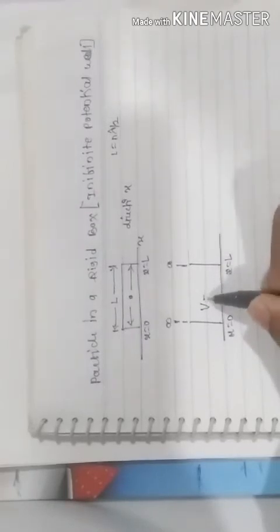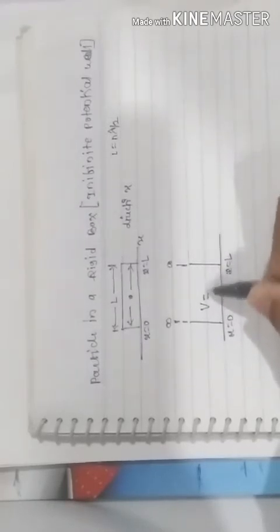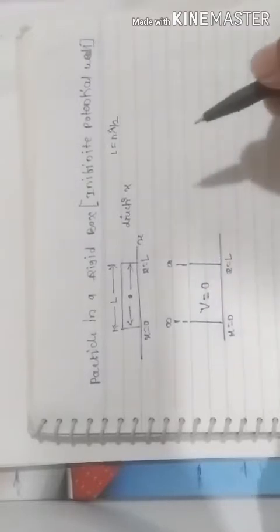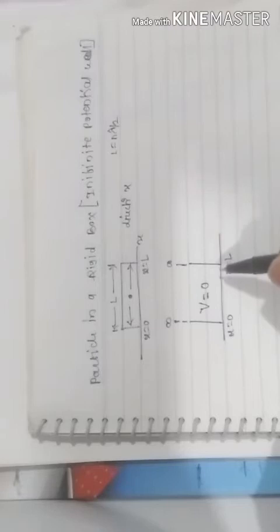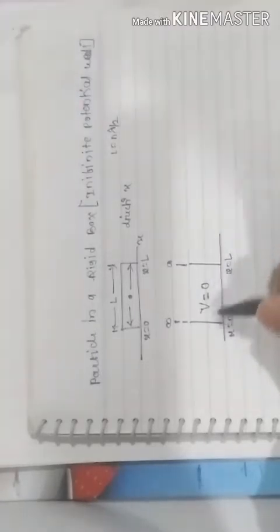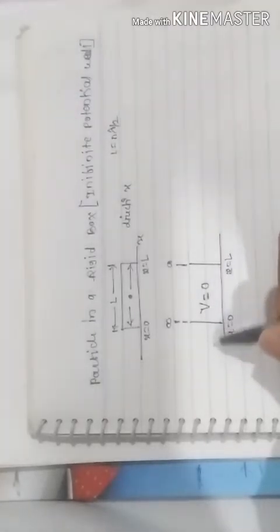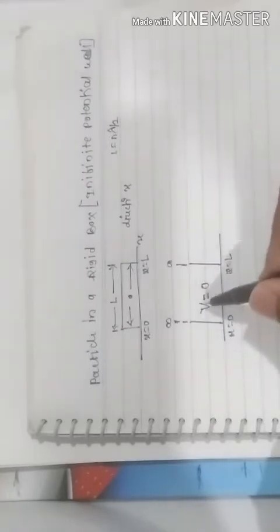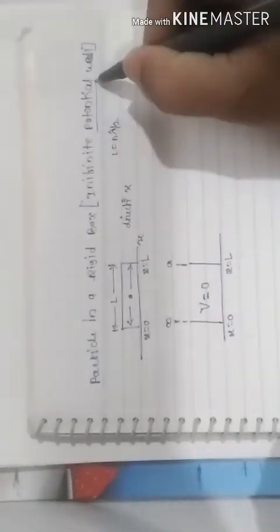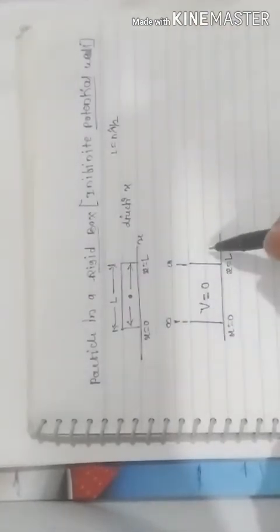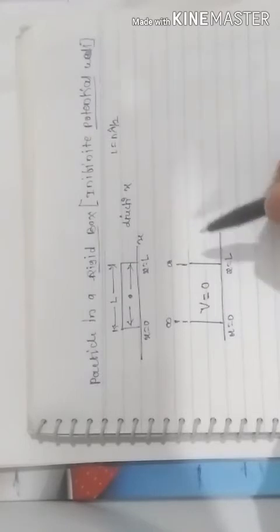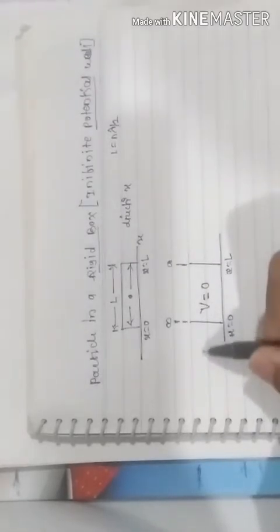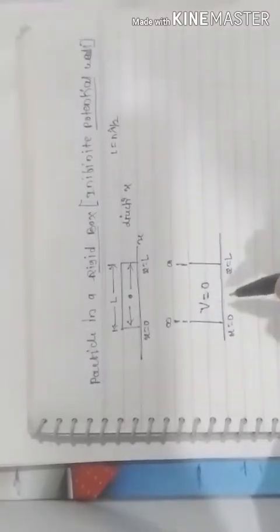So it's a synthetic concept. Consider the particle as free, then the potential applied on the particle must be 0. So V is equal to 0, while outside of the rigid box or infinite potential well, the potential offered is infinity. So outside is infinity.